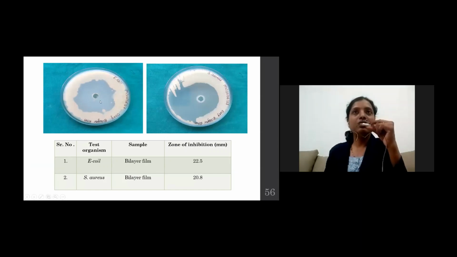This is the actual result of the bilayer film. So the bilayer film was tested on E. coli, and it shows a zone of inhibition of about 22.5, whereas the bilayer film on the gram-positive bacteria S. aureus has a zone of inhibition of about 20.8 mm. That means the bilayer film has excellent activity against both gram-positive as well as gram-negative bacteria.